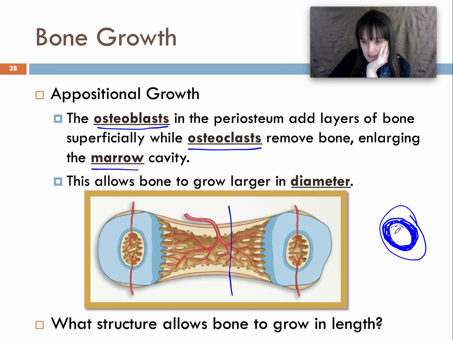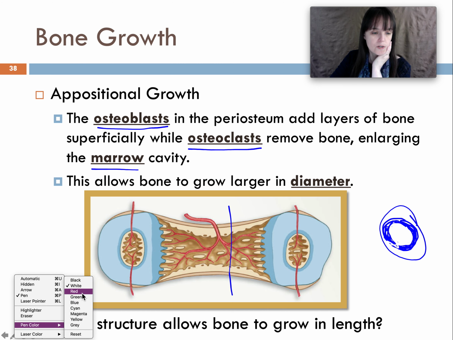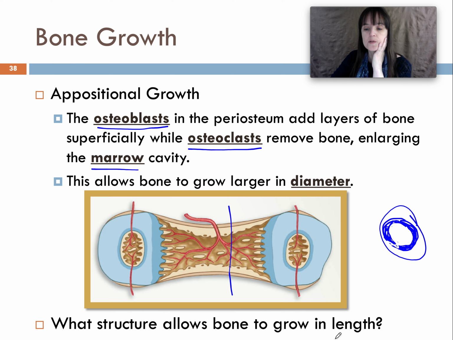And the marrow cavity gets bigger because what cells destroy the bone from the inside? Osteoclasts. And what cells build the bone from the outside? The osteoblasts. And as a review, what structure allows the bone to grow in length? The epiphyseal plates. And where are they located? The metaphyses. What's in the epiphysis? Spongy bone, not the epiphyseal plates.